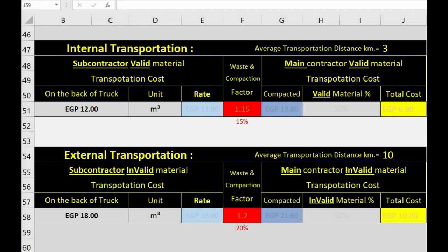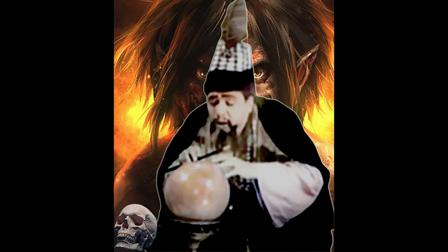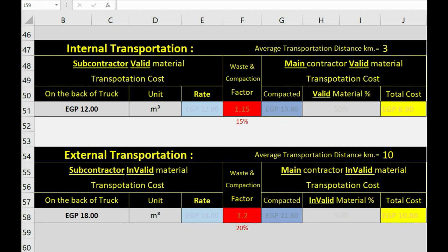We will move or transport the valid product of cut to the backfilling area, as well as the invalid material to the public dump. But nobody knows the percentage of valid to invalid material. Since we do not have a fortune teller to tell us, we will consider such a percentage equal 50 to 50%. In other words, each cubic meter will be divided into two: half a cubic meter to be moved to the backfilling area and the other half to be moved to the public dump. This is one of the risks in the price analysis.